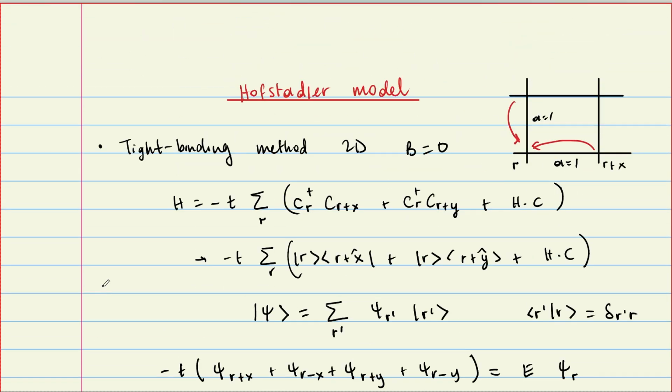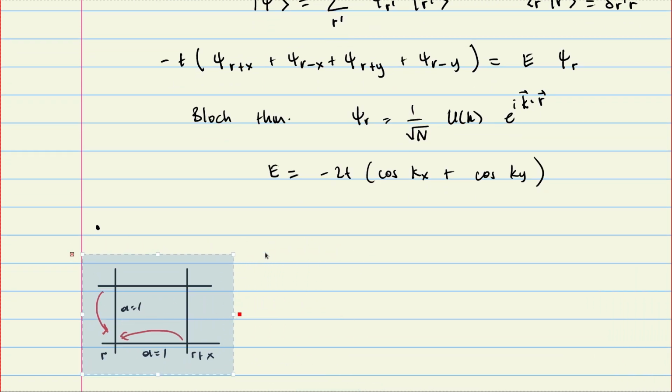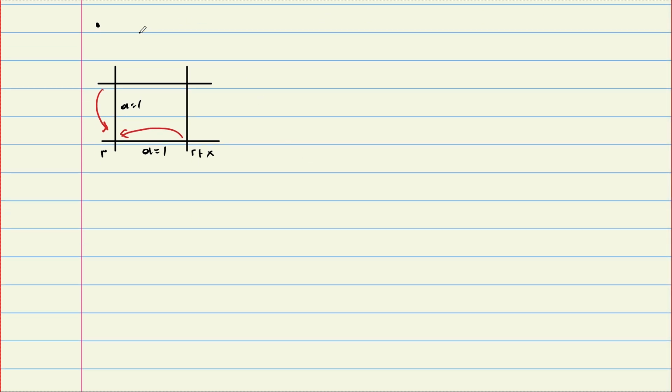Now let's turn on B. So let me just copy this first. Now B is non-zero, so we want to put a magnetic field on this lattice, and I have to choose a gauge, and let me just choose the Landau gauge, 0, Bx, 0. And if you take the curl of A, we are going to find that B is equal to B times z hat. So this is in the positive direction. We don't need a sign convention here.